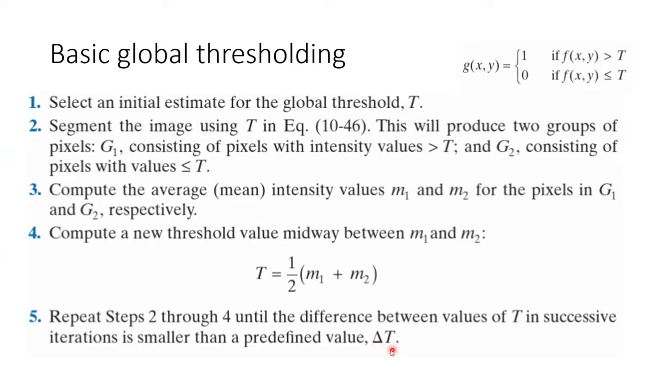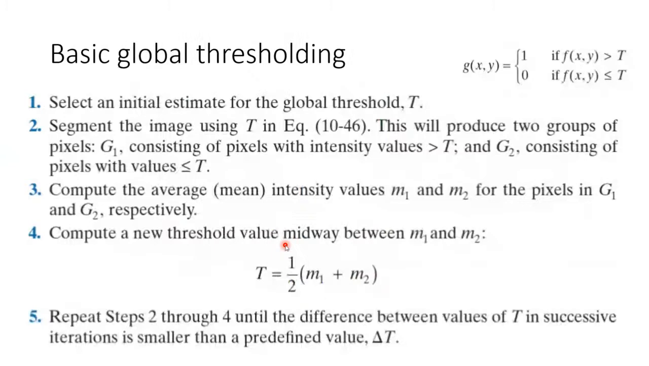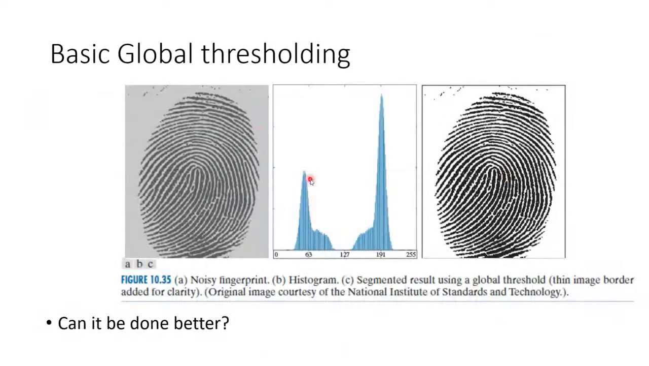We stop when the difference between the new threshold and the previous threshold is smaller than a predetermined value, a certain error value. This is the difference between the previous threshold and the current threshold. So that's semi-automatic, right? Why is it semi-automatic? Because we still have to guess an initial threshold. Could be any guess, but still there is some human intervention in it. But the results are quite good.